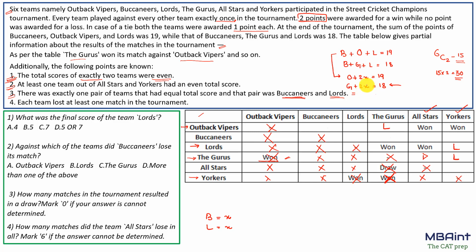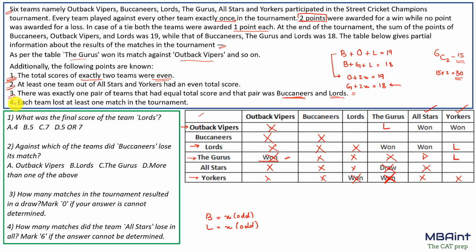No, I cannot take the value of X as even, because two teams will have even values, that is B and L, and also G will have even values. So this makes it very clear that X would be odd, right? Fine. So let's write it down that X would be odd. We know that X would be odd.